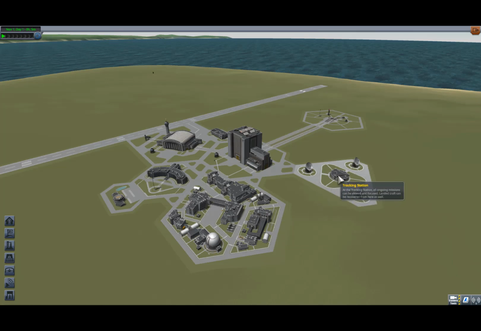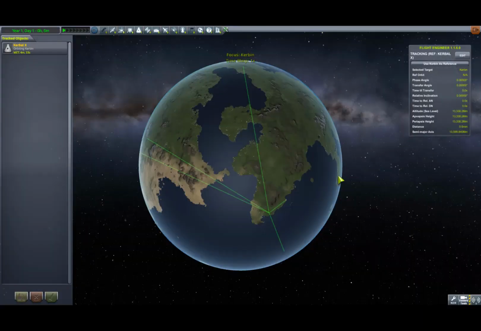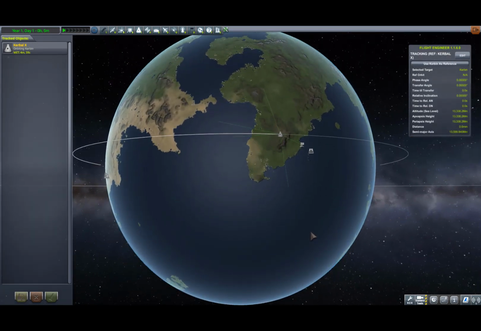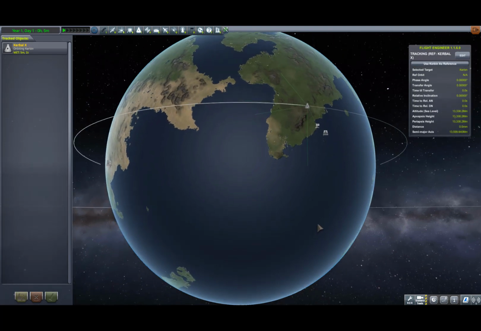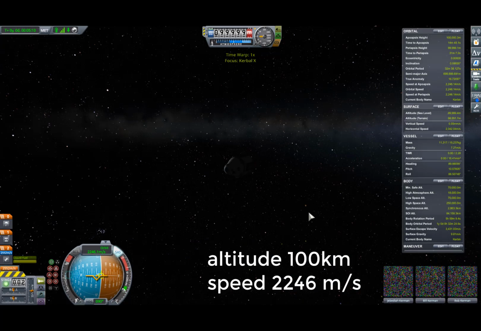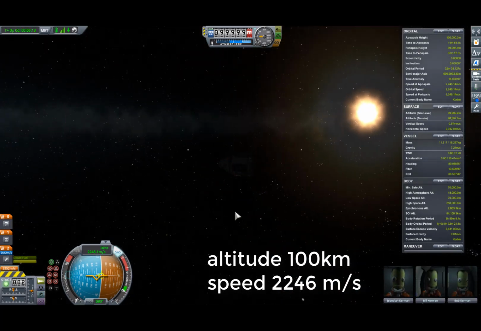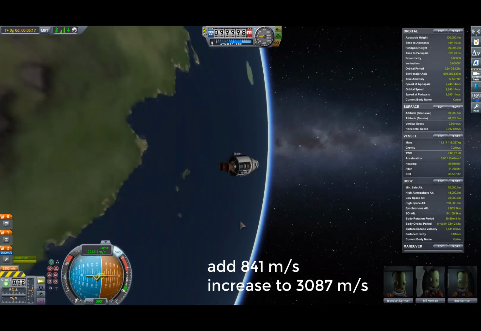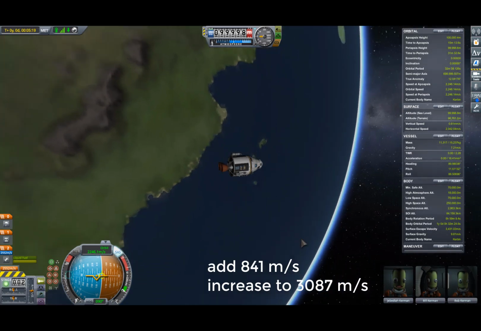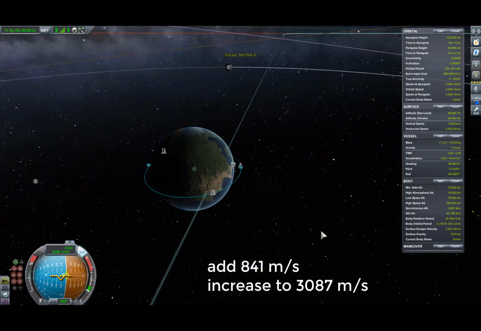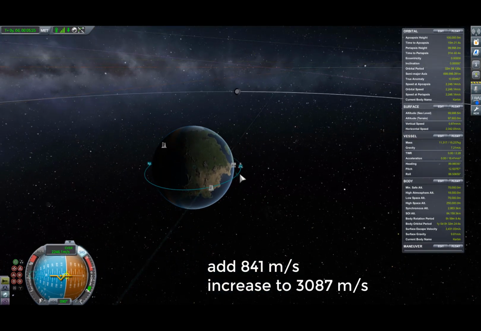In part 2, we did some calculations to prepare for TLI, the Translunar Injection Burn. That's the term for entering into an elliptical transfer orbit to the moon. At the initial circular orbit above the planet Kerbal, at an altitude of 100 kilometers, our velocity was 2,246 meters per second. We determined in part 2 that in order to reach the Mun, we would need to increase our velocity to 3,087 meters per second. That's a delta V of 841 meters per second to follow an elliptical transfer orbit to the Mun's altitude at 11,400 kilometers.